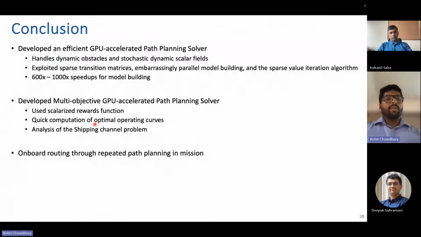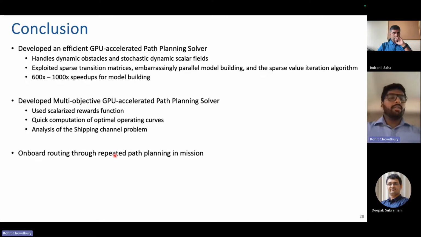So in conclusion, for this segment of the work, we've developed an efficient GPU accelerated path planning solver that handles dynamic obstacles and stochastic scalar fields as well. And we used a GPU, exploited the fact that model building was embarrassingly parallel, and achieved speedups of up to 600 to 1000 times. And we also extended that to the multi-objective settings by using scalarized rewards and quickly computing optimal operating curves. And we could solve nice problems like the shipping channel problem.